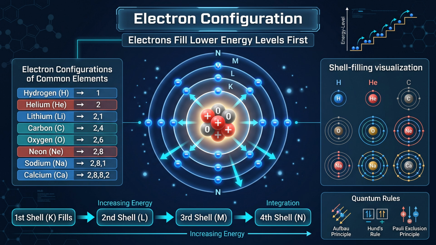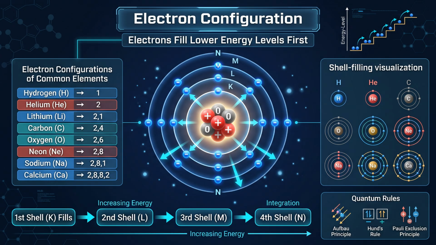Finally, let us look at calcium, which contains 20 electrons. 2 electrons occupy the K shell, 8 occupy the L shell, 8 occupy the M shell, and the remaining 2 occupy the N shell. Therefore, the electron configuration of calcium is 2-8-8-2. Since calcium has 2 valence electrons, it usually loses both to form the Ca2+ ion.